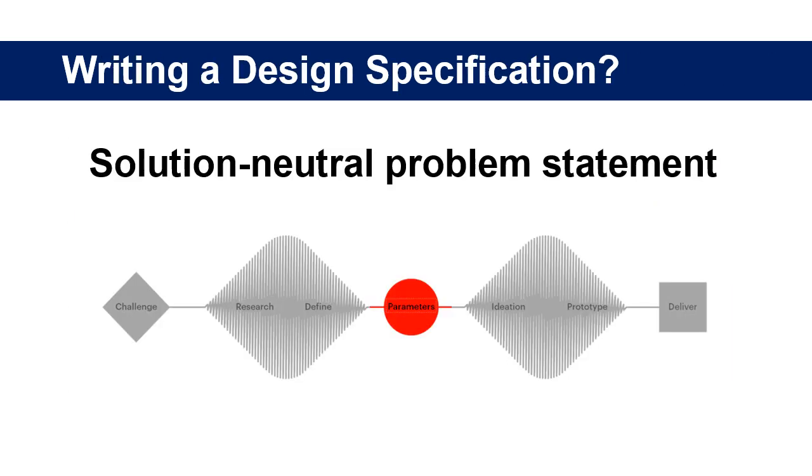I showed you the design process diagram earlier on, and you might have noticed that there was a phrase that went along with this red dot in the center that says parameters, and the phrase was "solution neutral problem statement". That's essentially a description of what a design specification is. So if we pick through that phrase, it'll help us to understand what a design specification is a little bit more easily.